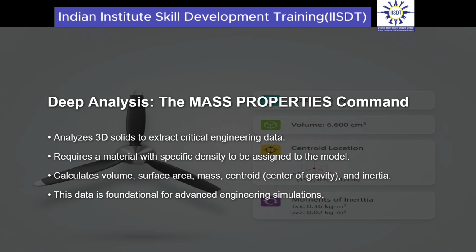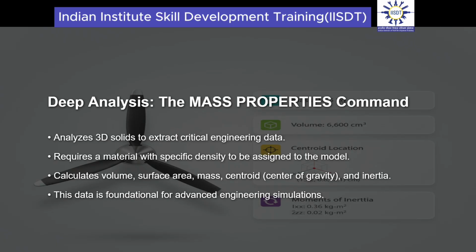It will tell you the model's total volume and surface area. More importantly, it calculates the total mass or weight. It pinpoints the exact location of the centroid or center of gravity, which is vital for understanding balance and stability in any design. Furthermore, it determines the moments of inertia, which describe how the object will resist rotational motion and are fundamental for any kind of dynamic analysis like stress or motion simulations.